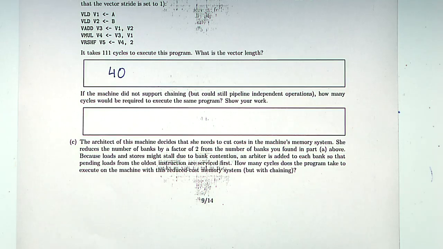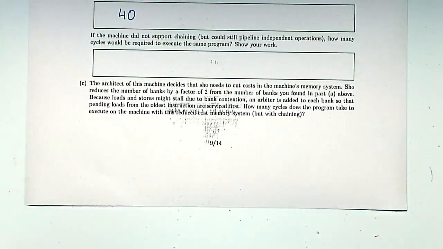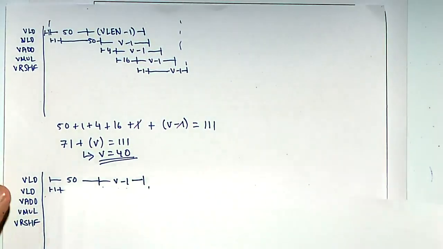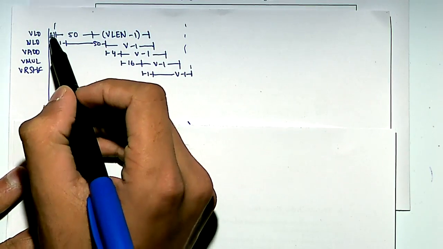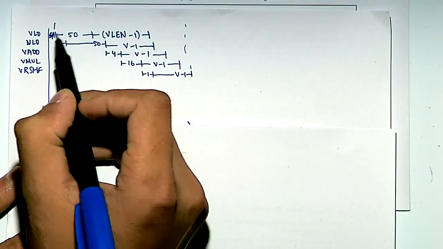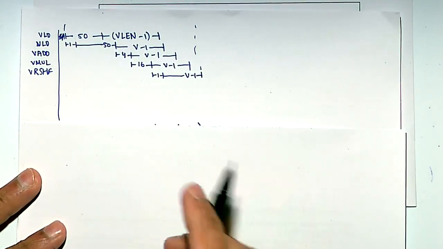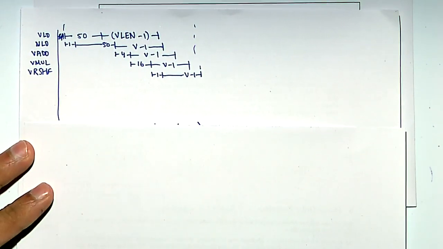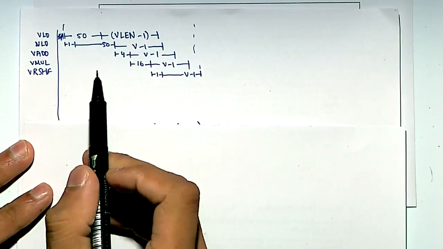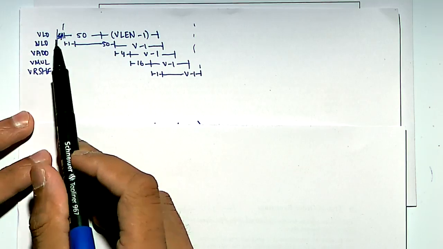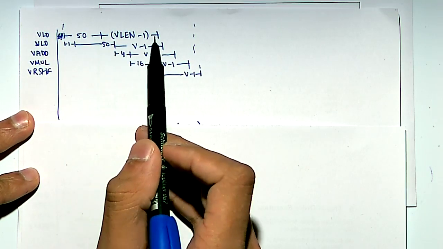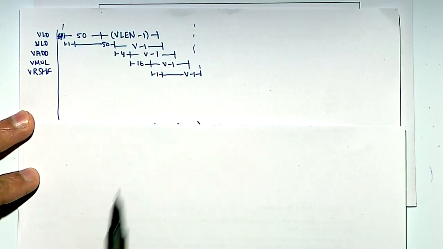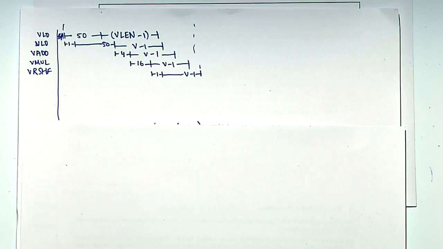Okay, so the diagram we had before looked like this, right? This is the initial diagram. We're ignoring this first fetch cycle because we're assuming it's already included in the latency. So we have here the initial load happening in 50 cycles, after which we get the rest of the 39 loads back, basically with 1 cycle latency each.